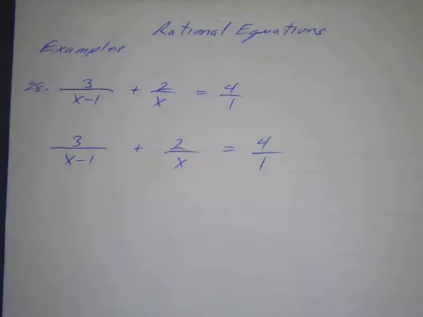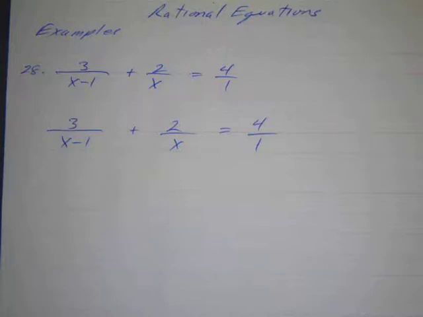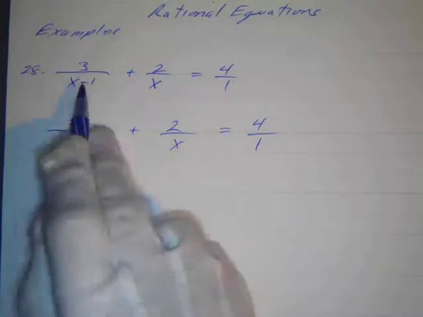Here's some examples of some rational equations. And these are kind of out of a review sheet I gave you. So let's take a look at number 28 on that sheet. And we have 3 over x minus 1 plus 2 over x equals 4.